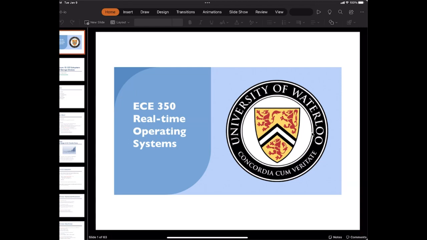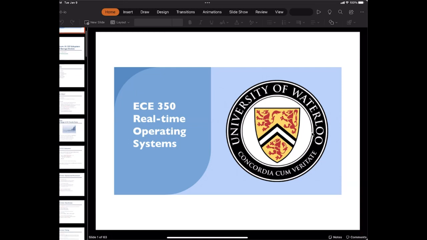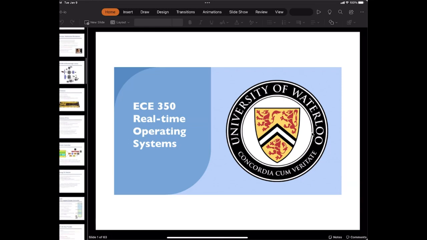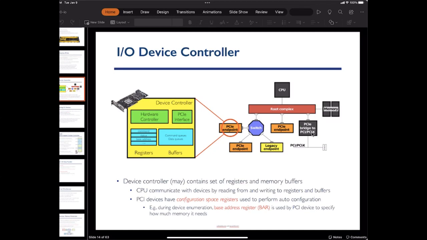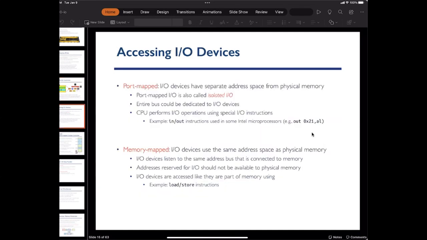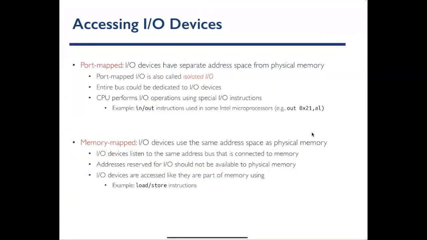Okay, good afternoon. So today we'll continue our discussions on the I/O subsystem. We talked about PCIe. We talked about device controllers. So the next thing that we're going to talk about is accessing devices. There are two ways to access devices.